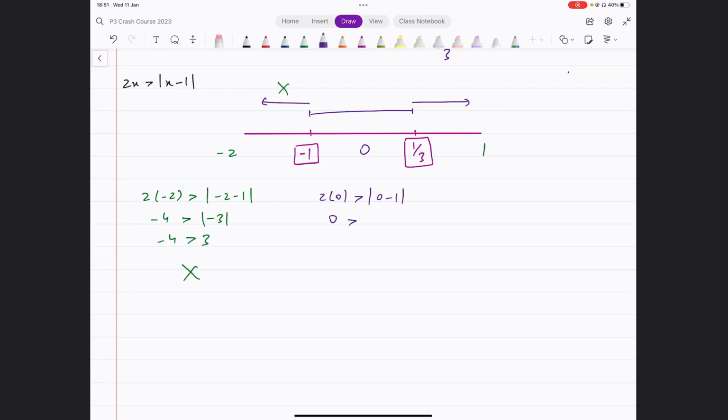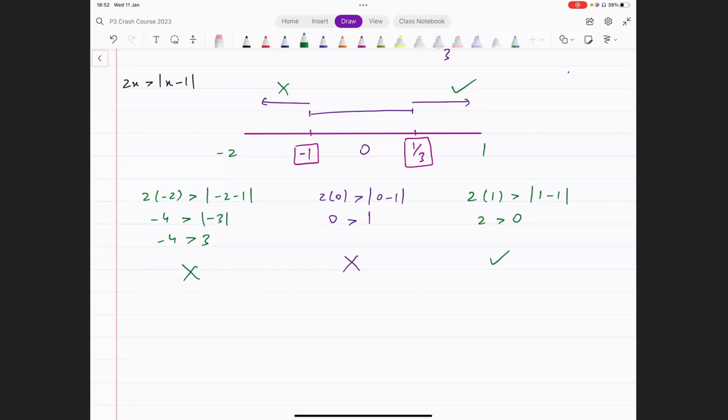So we have 0 greater than modulus of -1, which is 0 greater than 1. This is also incorrect. Let's try 1. Let's input 1. That gives us 2 into 1, which is greater than modulus of 1 minus 1. And we're getting 2 greater than 0 here. This is correct. So this region is correct.